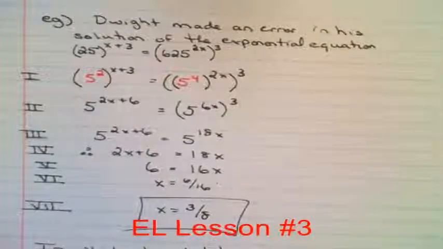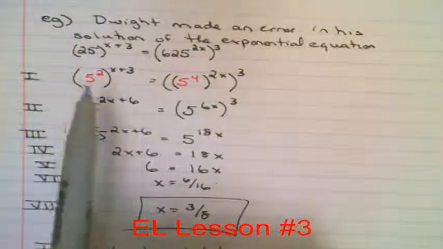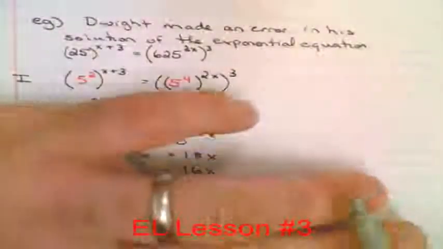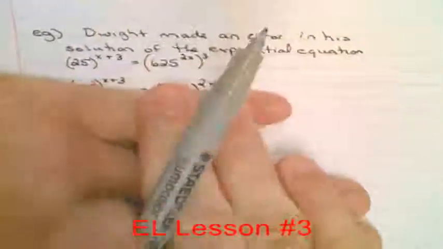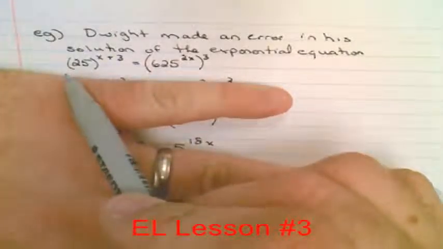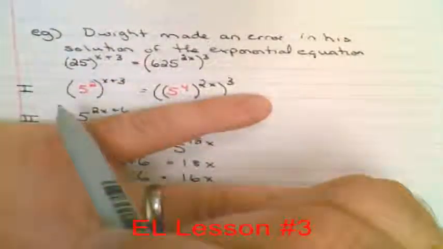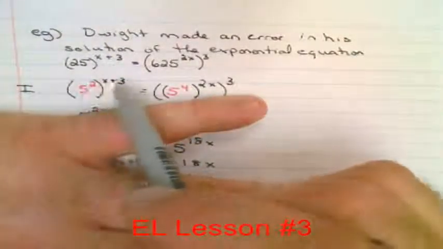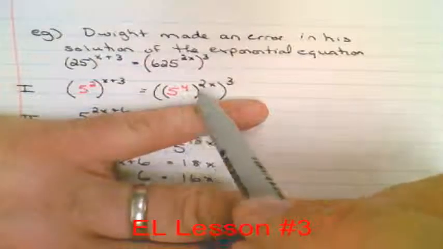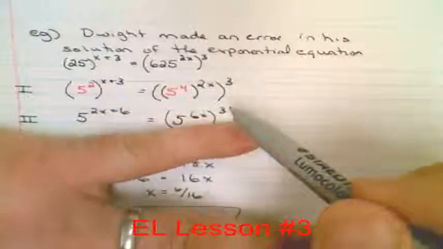Okay. Last but not least, you could have ones. Now this isn't going to be in the notes, but you could have ones like this. Dwight made an error in his solution. Where's the error? Okay. And so you can go through and take a look. Well, we've got 25 to the power of x plus 3 equals 625 to the power of 2x plus 3. So you know they're going to be powers of 5. 25 is 5 squared. 625 is 5 to the 4th.